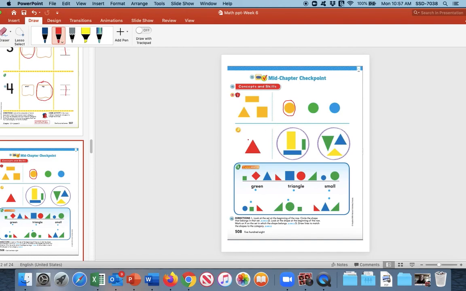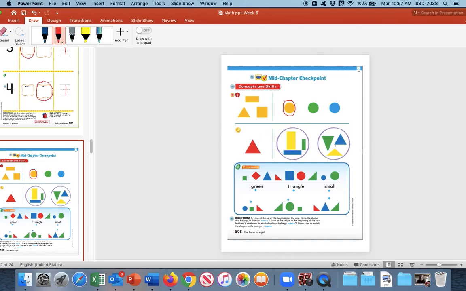Now take a look at number 2. Look at the shape at the beginning of the row. Mark an X on the set in which the shape belongs. So this is a triangle. They said mark the shape. So it's really important which shape belongs. So look over here. You have these shapes here, and then you have these. Where would this red triangle belong?